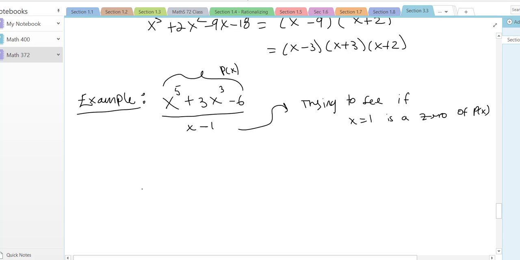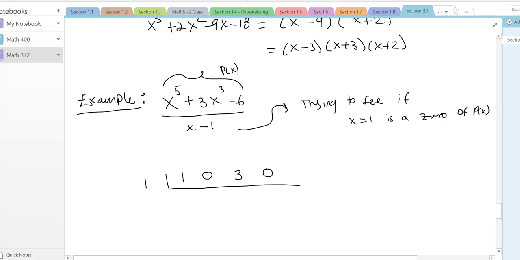So using synthetic division, I'm going to have 1, and we're going to do the upside box. And now we're going to list all our coefficients. So 1 for the x to the 5th. And notice that we skip. We go from x to the 5th to x cubed. So that means that there's no x to the 4th. So that means a 0. Then 3 for the x cubed. And wow, here we skip from x cubed all the way to the constant term.